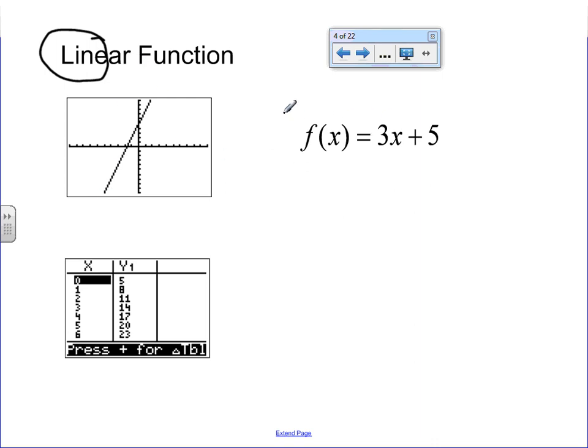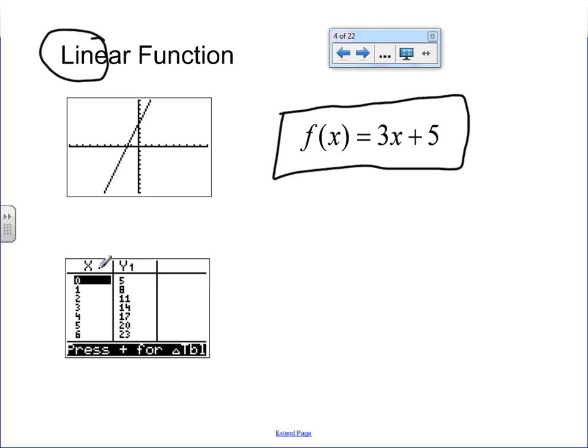When we look at an equation of a linear function, they typically take a form like this: some number times x, plus or minus some other number. But the key is that x is just to the first power. There's just an x. There's no bigger thing going on with the x.